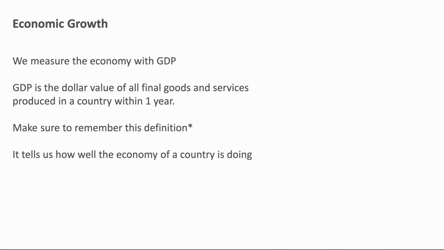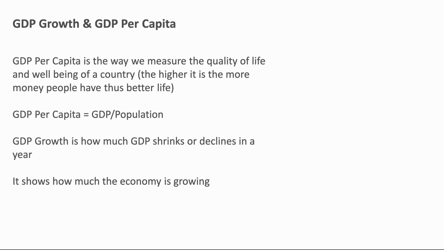So, we can measure a country and how big their economy is based on GDP. For instance, I believe the United States, currently their GDP is 28 trillion. So, they're the biggest economy. They produce the most stuff. But then compare that to another country, let's say Pakistan. Pakistan has a GDP of $300 billion. Then we know that Pakistan is dramatically smaller than the United States. They produce less services and goods. So it tells us how well and how big the economy of a country is doing.